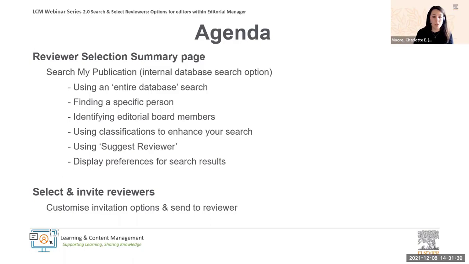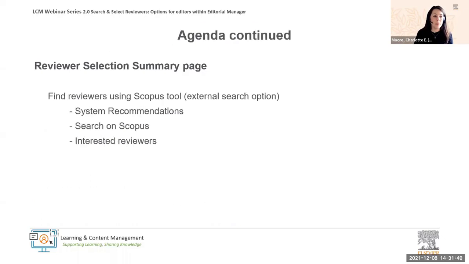We'll see how the Suggest Reviewer tool works and show you how to manage your display preferences. And once we've conducted our searches, we'll walk through the review invitation sending process. Continuing on the reviewer selection summary page, we'll then look at external search options using the Find Reviewers tool. And this offers us three options: system recommendations, search on Scopus, and an interested reviewers tool.